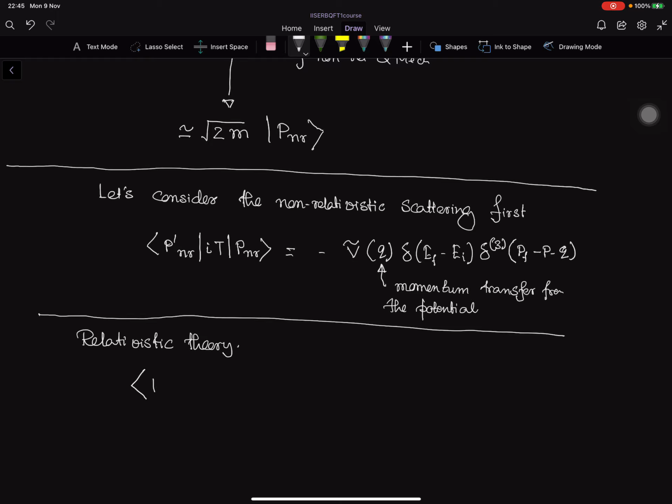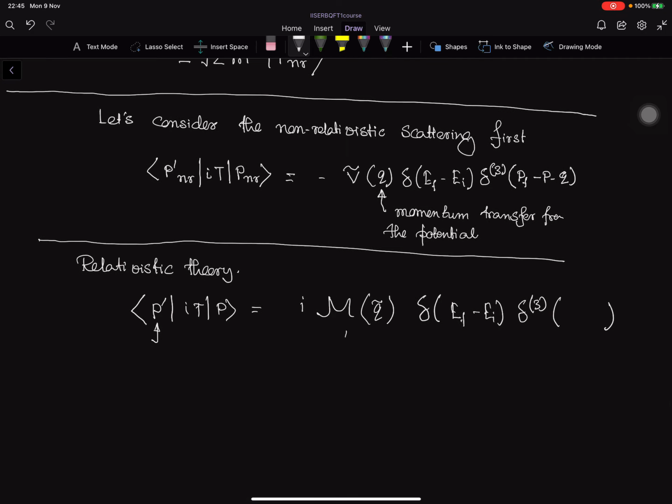So in relativistic theory, the scattering we write as some M, with q the momentum transfer again, and then there are some energy-conserving delta functions. Okay, but now let's take the non-relativistic limit of this relativistic answer.